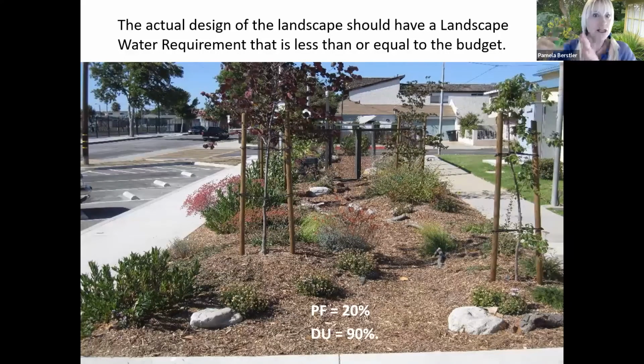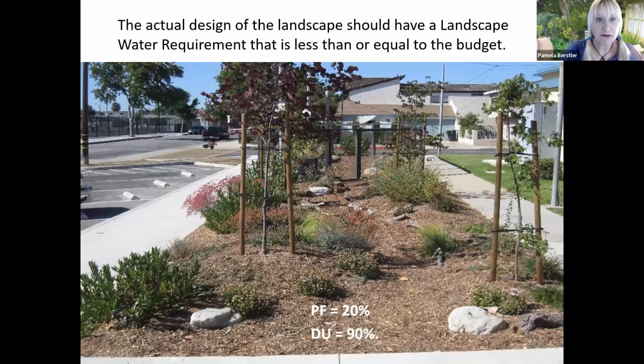So the water budget is square footage times ETO times the adjustment factor times 0.62. That's how many gallons I'm going to be allowed to have, the maximum amount of water I'm allowed. And now I'm going to figure out, does my design actually comply with that? And so now I'm going to do landscape water requirement.